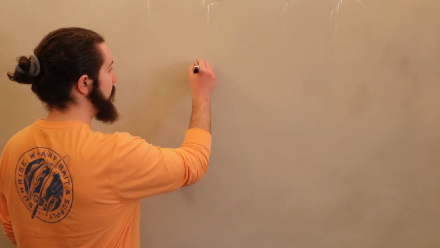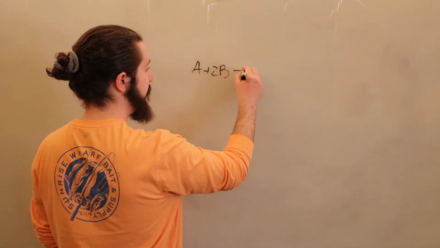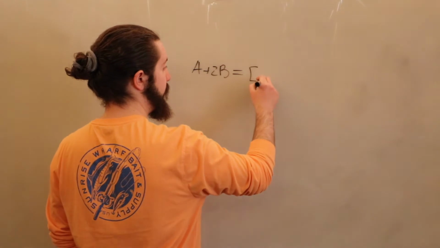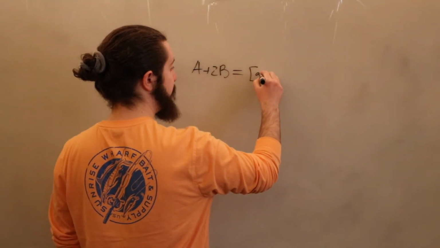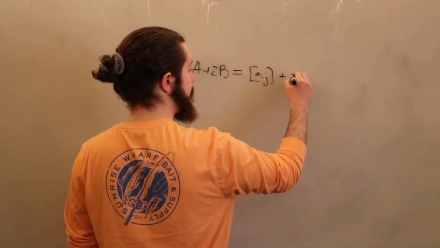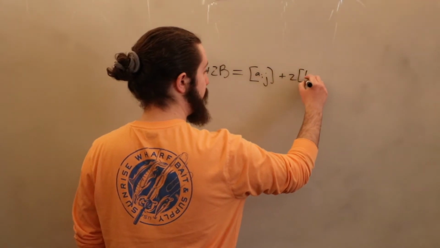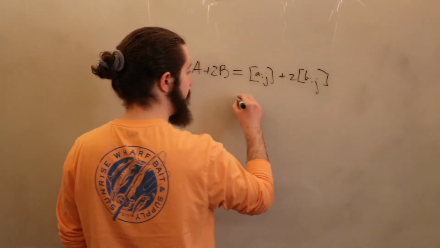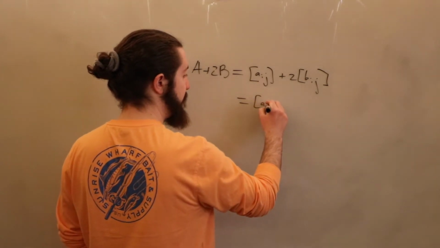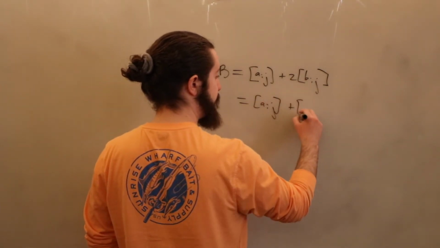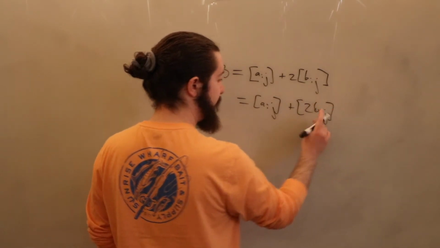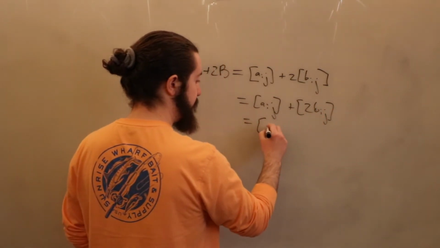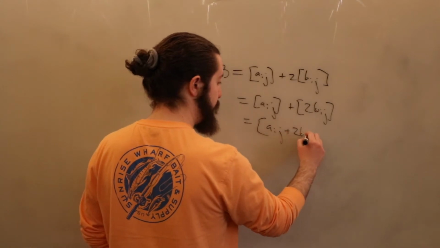Very straightforward. Note that in that example, order of operations was determined by order of operations entry by entry. So A plus 2B is going to be equal to A sub ij plus 2B sub ij, where we've now scaled each entry.